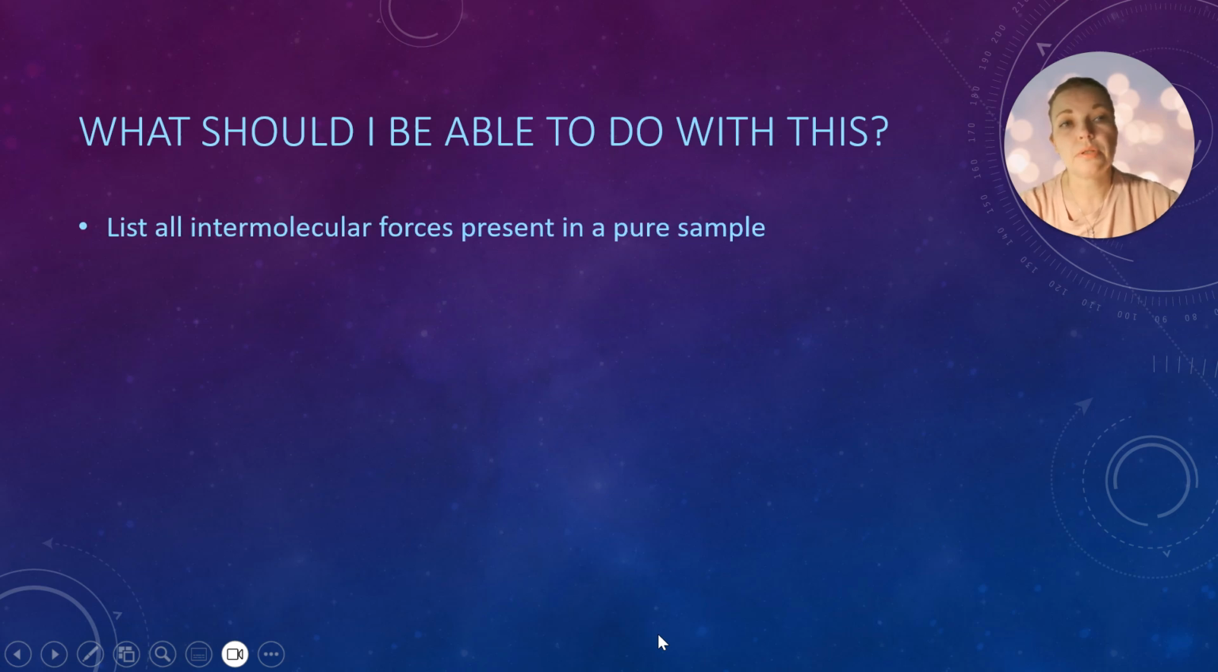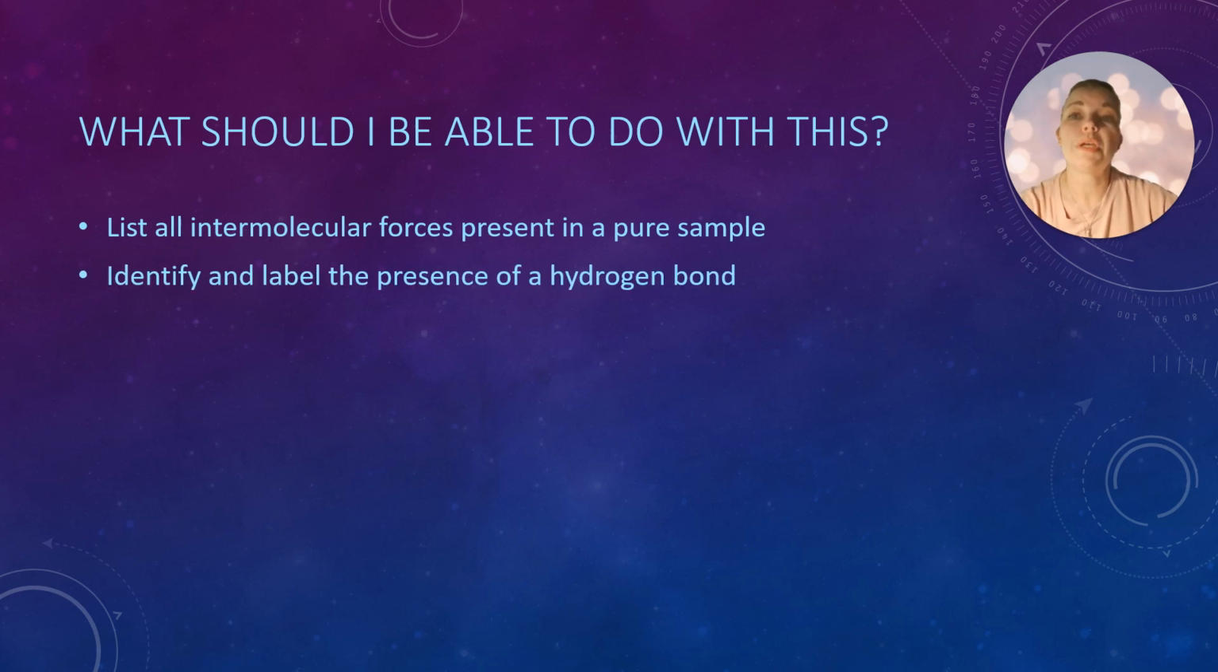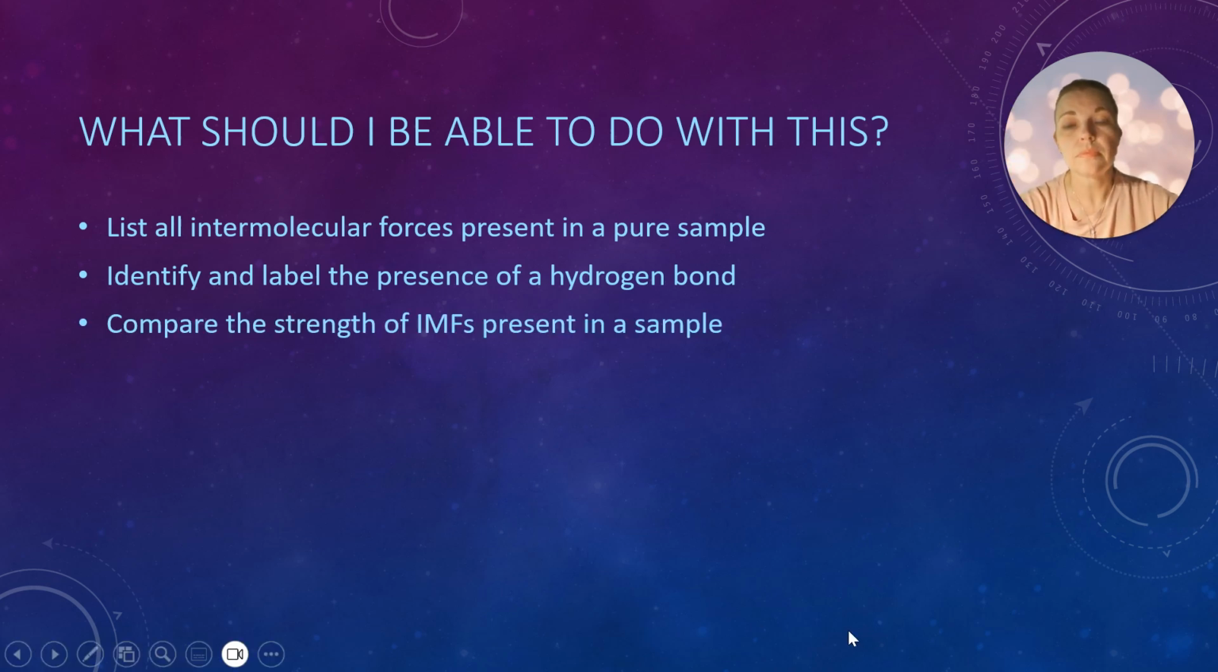So what should you be able to do with this? Well, number one, you should be able to list all the IMFs present in a pure sample. So is there a dipole? Yes or no? Is there a hydrogen bond? Yes or no? And then, of course, everything covalent has LDFs. You should be able to identify and label the presence of a hydrogen bond. So I want you to be able to circle a hydrogen bond if you see substances.